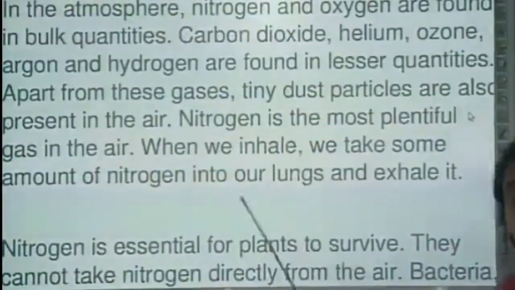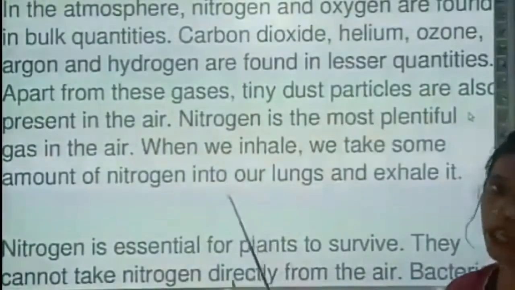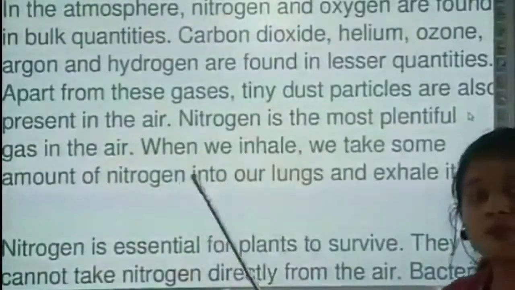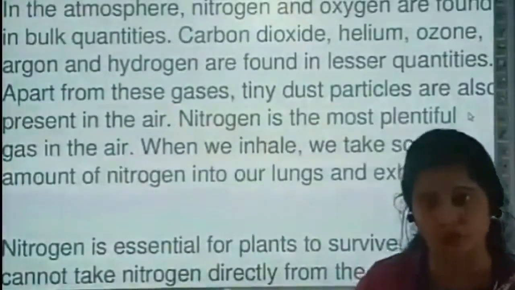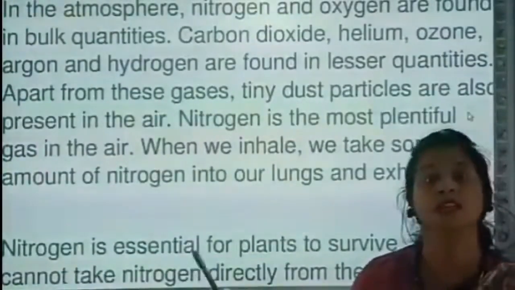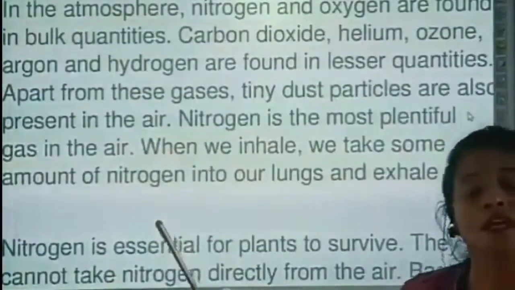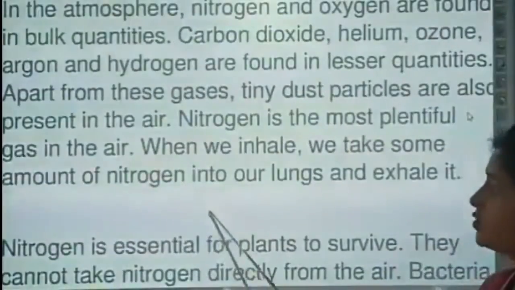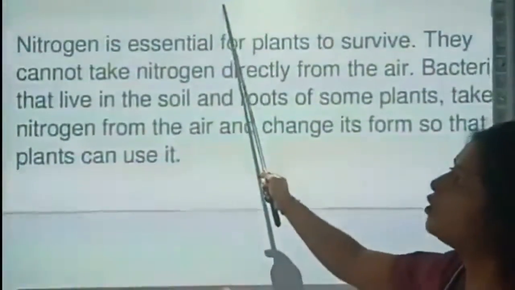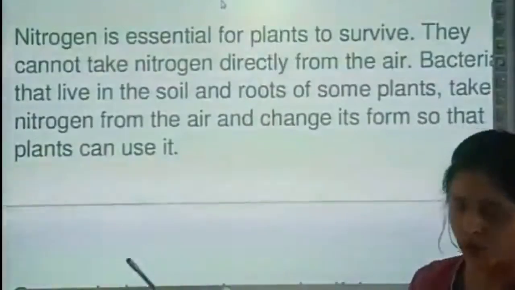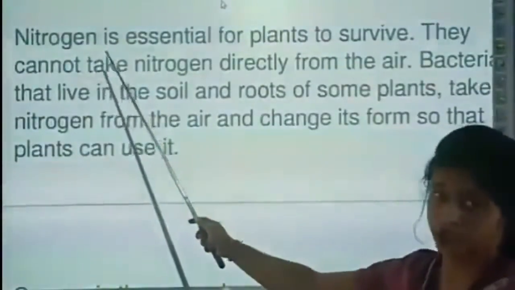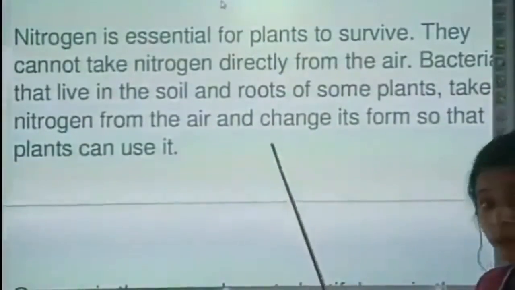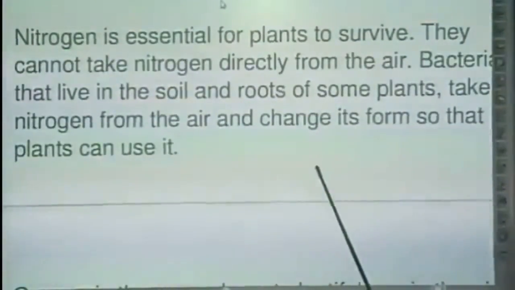So with the oxygen, we also inhale some part of nitrogen into our lungs. And what do the lungs do? They absorb the oxygen part in our body, but the nitrogen part we are exhaling. So this is the work of oxygen and nitrogen in our human body. Now nitrogen is essential for plants.